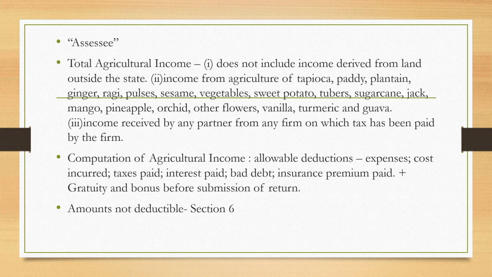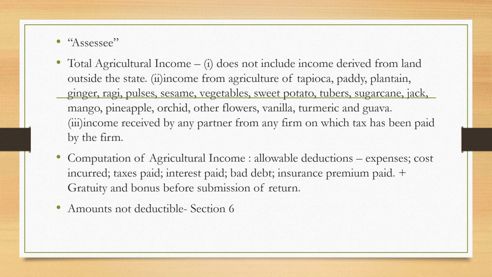Now it also says while these four criteria are inclusive, there are some exclusions, that is, some things that are not included in total agriculture income, and those are any agriculture income derived from land situated outside the state.